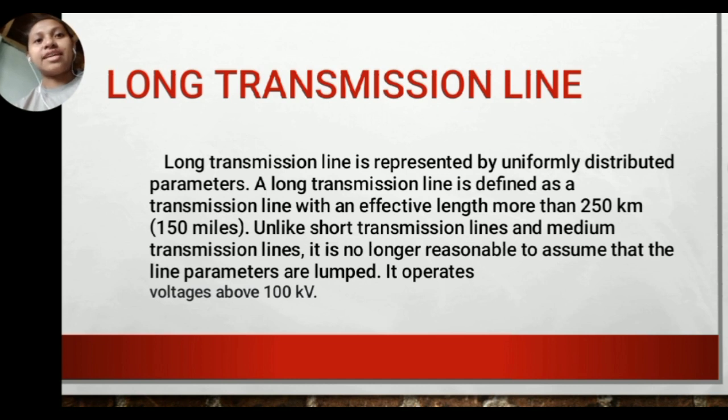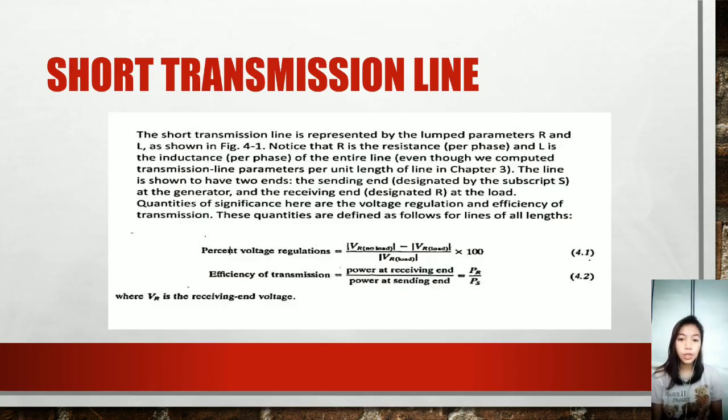Long transmission line. A long transmission line is represented by uniformly distributed parameters. It is defined as a transmission line with an effective length of more than 250 kilometers or 150 miles. Unlike short and medium transmission lines, it is no longer reasonable to assume that the line parameters are lumped. It operates at voltages above 100 kilovolts.